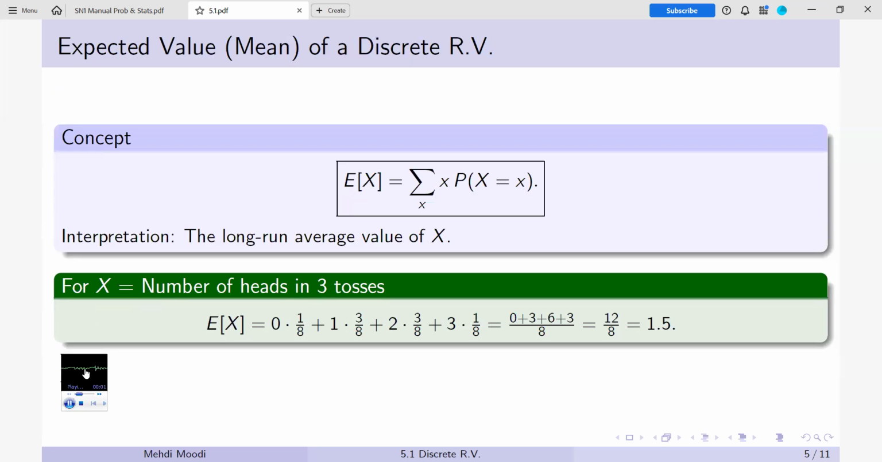Expected value, mathematical expectation, isn't a typical outcome. No single set of 3 tosses yields 1.5 heads. It's the distribution's balancing point. Over many repetitions of 3 tosses, the average number of heads converges to 1.5. So the expected value is a long-run average, not a one-shot prediction.